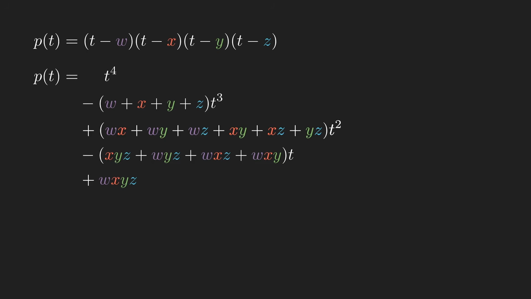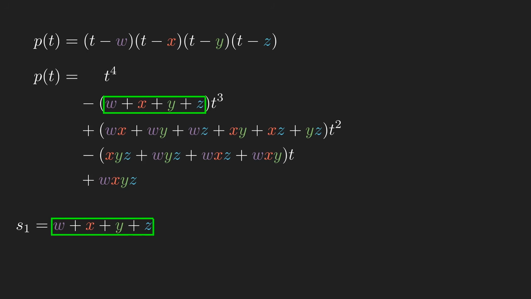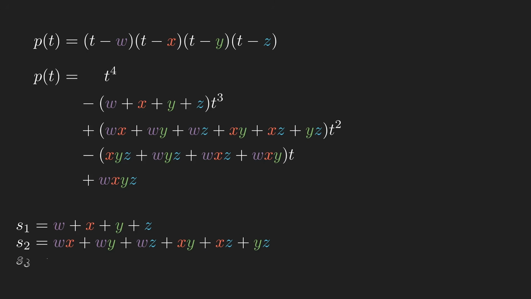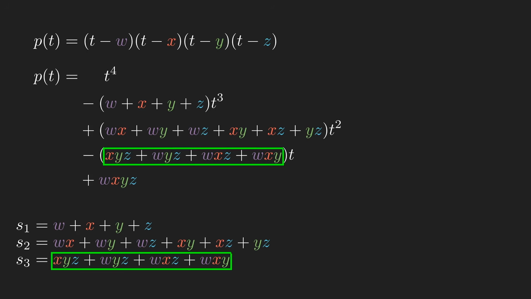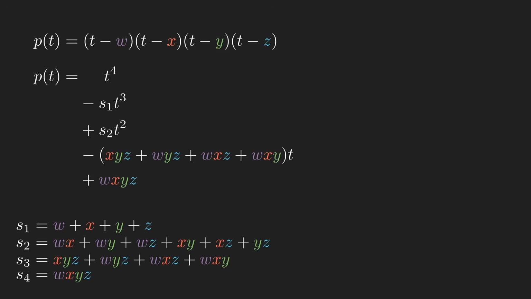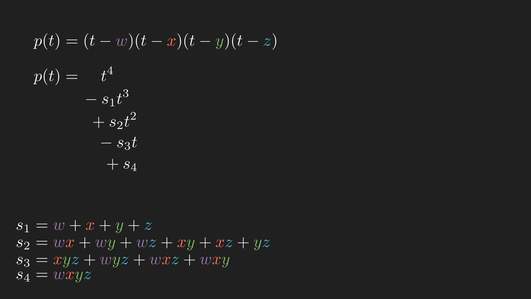Now, this equation is a bit of a mess, so let's simplify it by introducing some notation. Let S1 be the sum of the constants, w plus x plus y plus z. Let S2 be the sum of all possible pairs of constants, wx plus wy plus wz plus xy plus xz plus yz. Let S3 be the sum of all possible triplets of constants, xyz plus wyz plus wxz plus wxy. Finally, let S4 be the product of all four constants, wxyz, which is the same as the sum of all possible quadruplets. We can now rewrite p of t as p of t equals t to the fourth minus S1 t cubed plus S2 t squared minus S3 t plus S4.